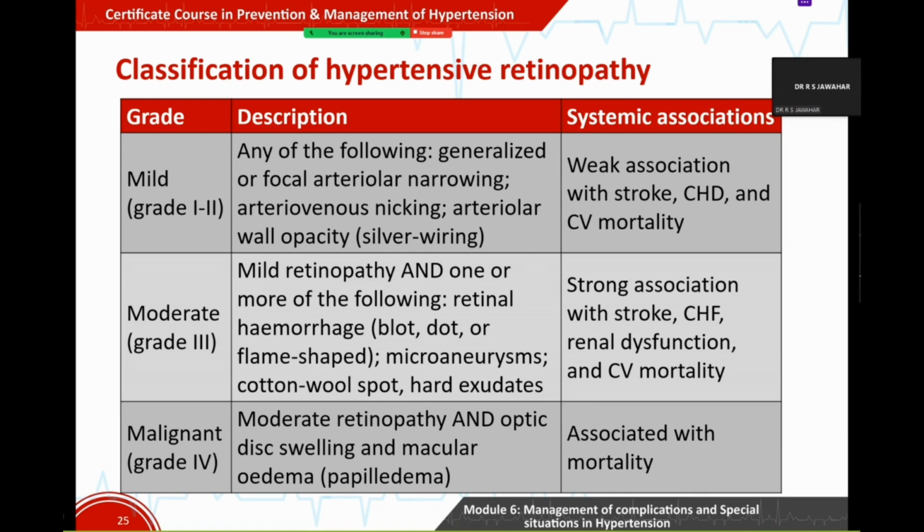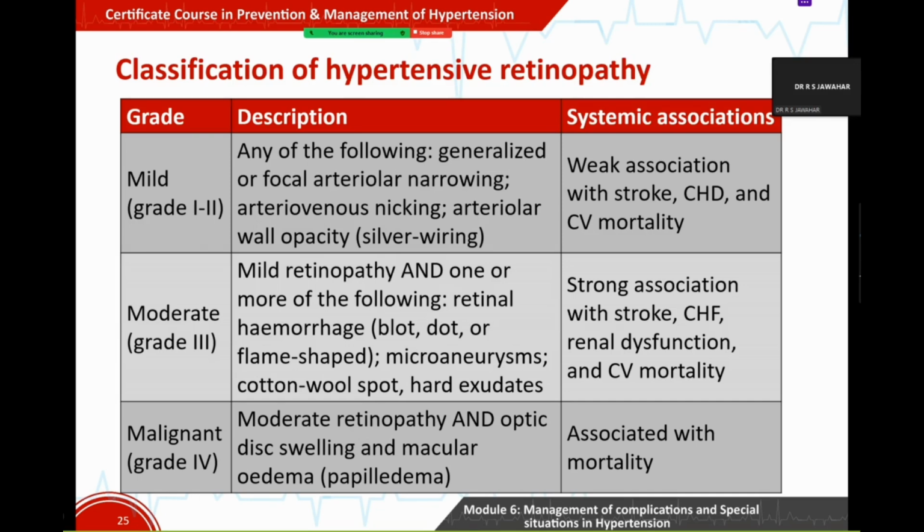So the moderate grade, that is grade 3, is mild retinopathy and one or more of the following: retinal hemorrhages, dot, blot or flame shaped, and microaneurysms, cotton wool spots, hard exudates. Once you see the hard exudates or microaneurysms or retinal hemorrhages, there is a strong association with stroke, with heart failure, with CKD and mortality.